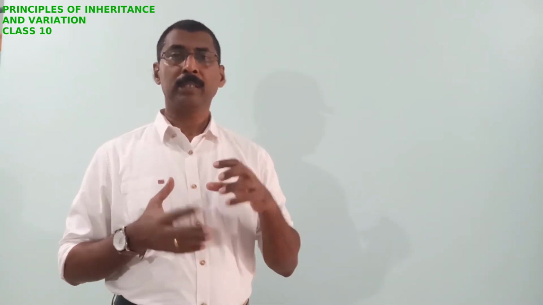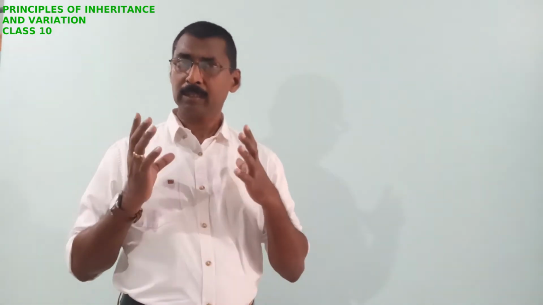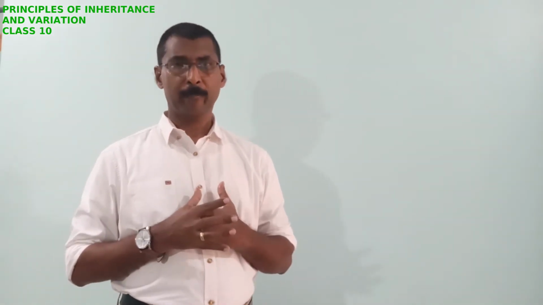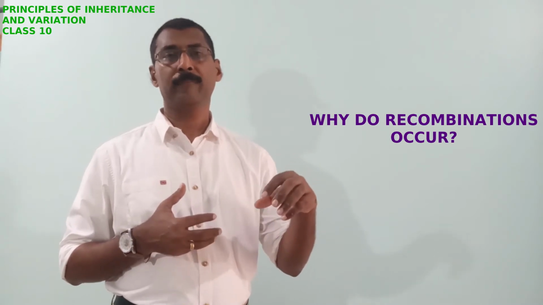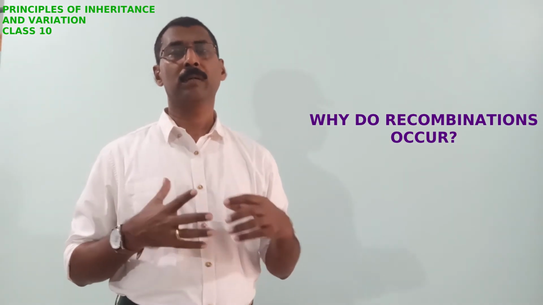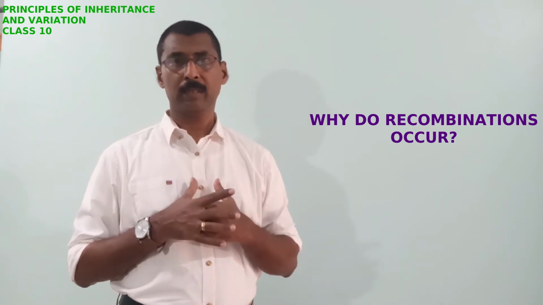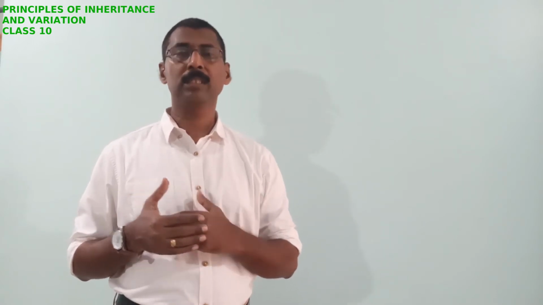In the last class, we ended with a question. If the genes are linked, situated on the same chromosome, and they cannot be assorted or segregated, why should there be a small percentage, even though it is very small, 1.3% of recombination? Why does it happen? It should not happen actually. 100% parental combination should be there. So we concluded the last class with this question.